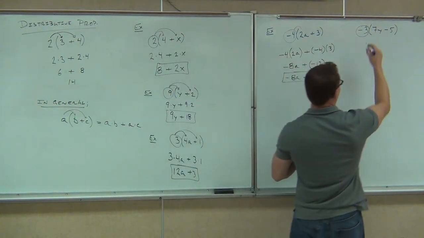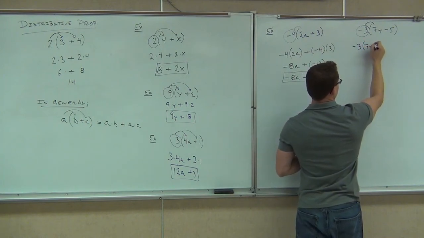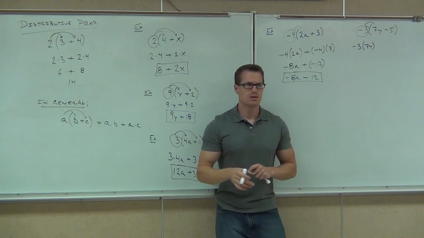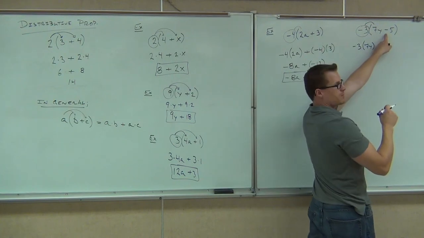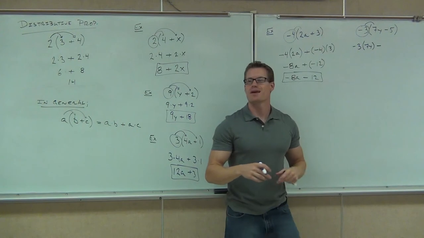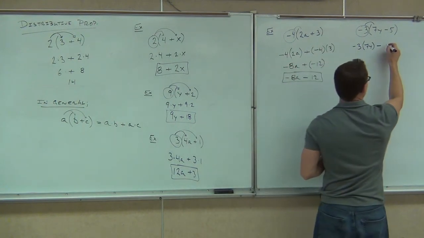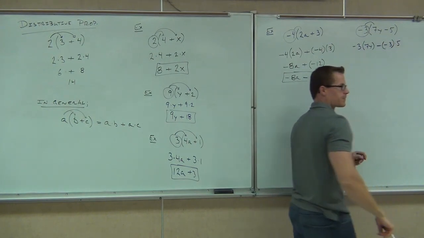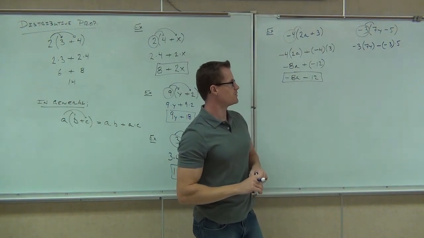So let's go ahead and show that. We'll do negative 3 times 7y. Do you all see where the negative 3 times 7y is coming from? Okay. Then what are we going to have? That minus is still there, right? Minus. And then what do we have? Negative 3 times 5. So negative 3 times 7y minus negative 3 times 5.